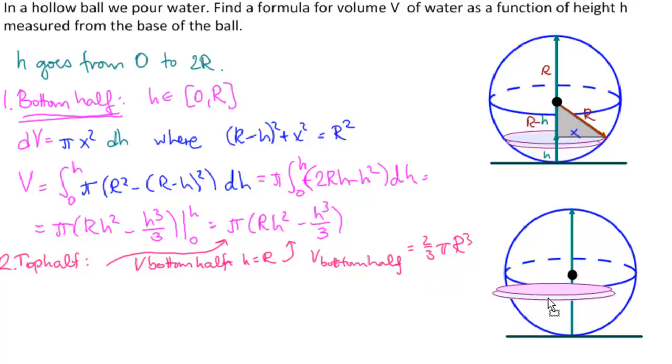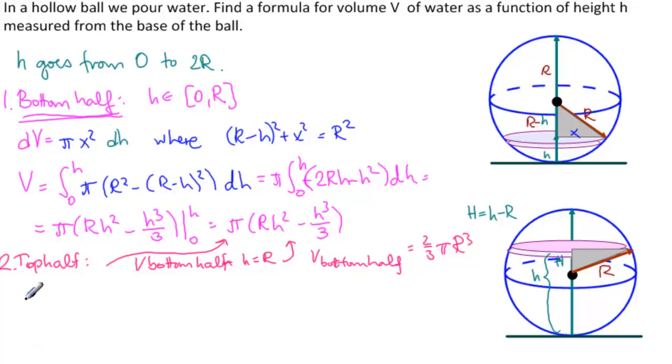Let's put in our volume element here. And we'll put in our triangle. But now we have to be a little bit careful. Let's call this capital H here. This distance here is h. So capital H is H minus R. So let's write that somewhere. Capital H is H minus R. So this side here is H minus R. This side here is still R.